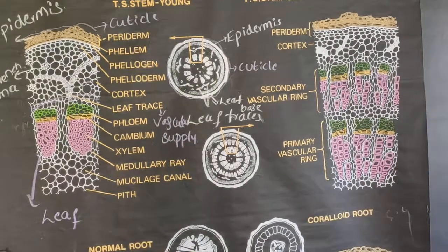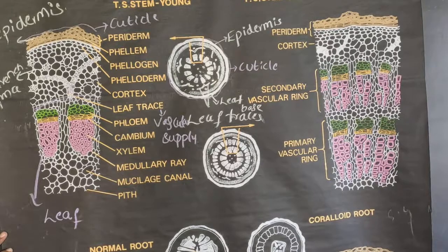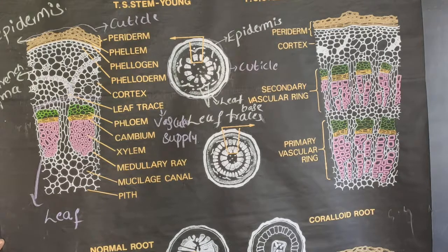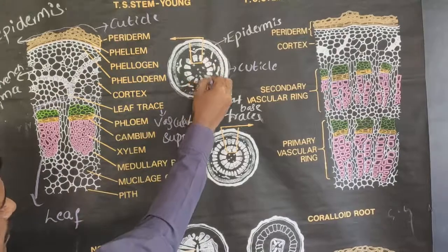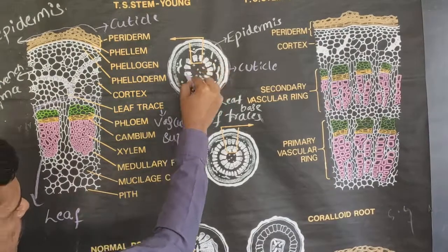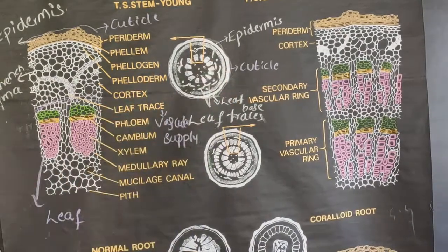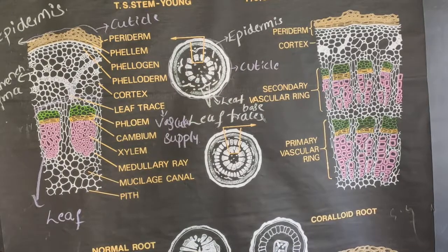If you look at the vascular bundles in the stem, they are very small and very few in the young stem. In the young stem, the vascular bundles are less in number when compared to the old stem. And the vascular bundles are present in the form of a ring. For example, you can see here, these are all the vascular bundles, present in the form of a ring.